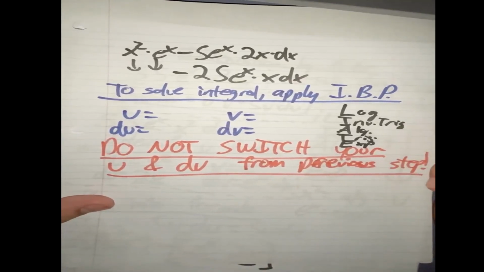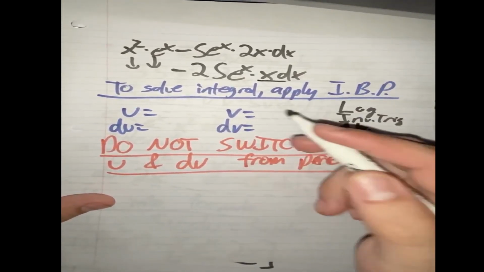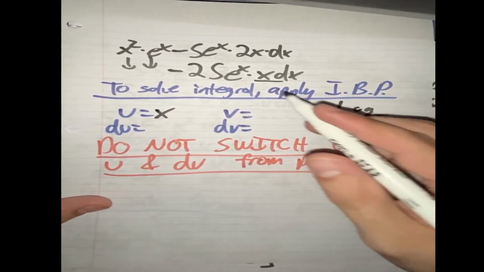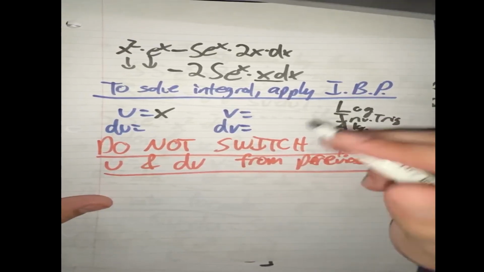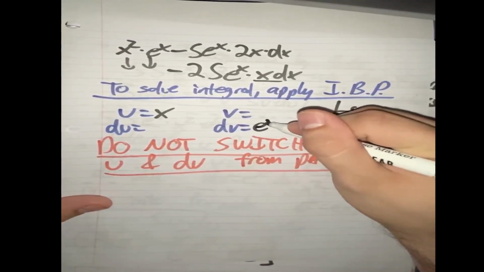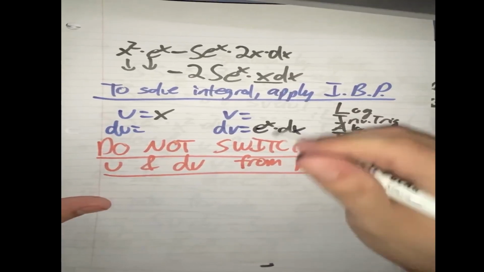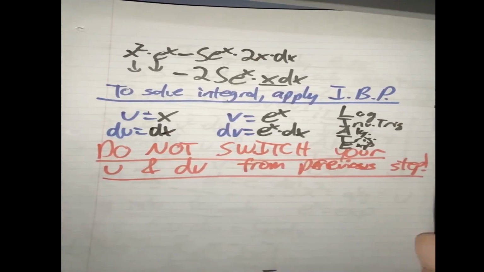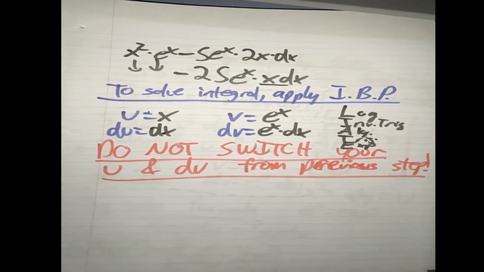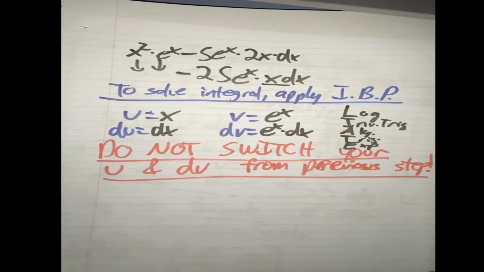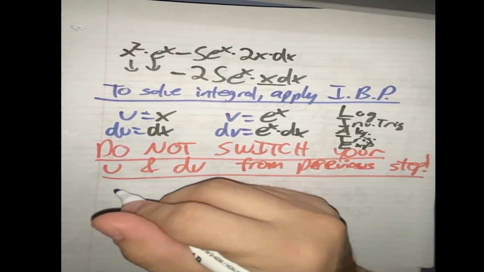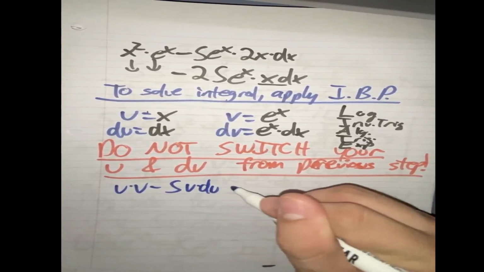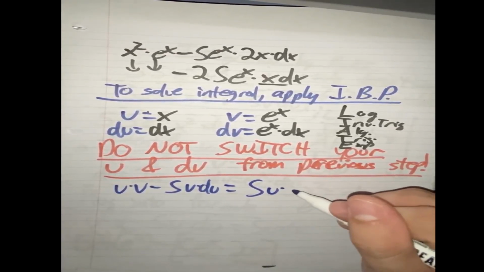So applying LIATE and knowing our u is going to be x, the remainder of the function is going to be our dv. So e to the x times dx. So we integrate this respectively, take the derivative of this respectively, and now we apply integration by parts one more time. So integration by parts: u times v minus the integral of v times du is equal to the integral of u times dv.